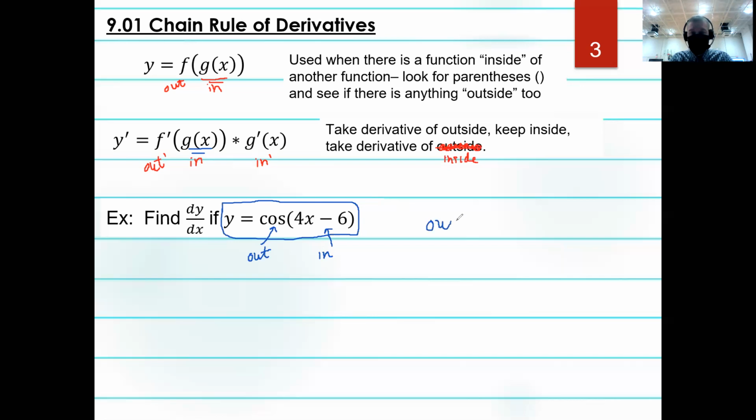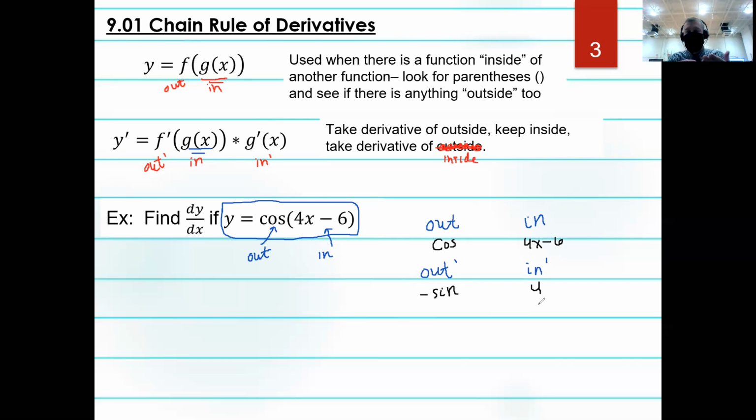But what I find to be more helpful is to set up our chart like we used to with outside and inside. And I'm just going to call this outside prime and inside prime. Now you could use F and G in those situations, but I just find this to be the clearest representation of work. So our outside is cosine. If we take the derivative of the outside, we can look for 8.11 in our notes and we'd find that's negative sine. And then the inside function, the original inside is 4x minus 6, and the derivative of that is just going to be 4.